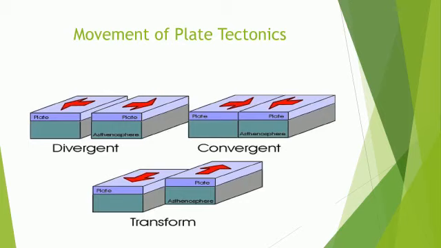In convergent movement, plates move toward each other and give rise to geographical structures like volcanoes and mountains. The Himalayas were built by this movement. In transform movement of plate tectonics, two plates move sideways with respect to each other. California's San Andreas Fault is an example of transform movement. When the two plates rub against each other, energy is built up, and this energy is released as an earthquake. The major effects of an earthquake are ground shaking, landslides, and tsunamis.